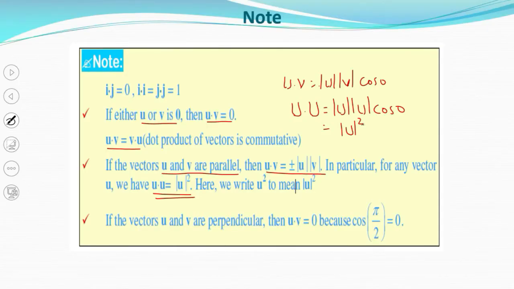So, if two vectors u and v are perpendicular, then their dot product is 0. These are the basic points. Now, let's continue.